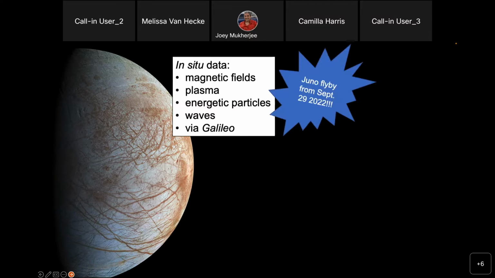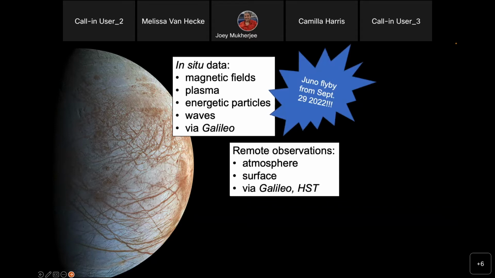And we also have the new Juno flyby data, which is really, really exciting, and I'm really looking forward to being able to put those different components together and to find out what the interaction was doing on September 29th, but that's for the future. We also have some remote observations. These are observations of Europa's oxygen aurora, again, from the Hubble Space Telescope.